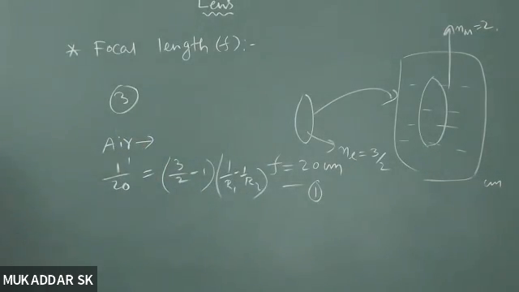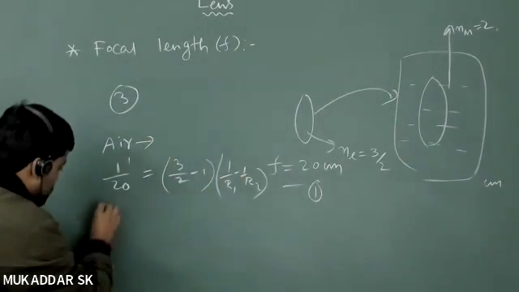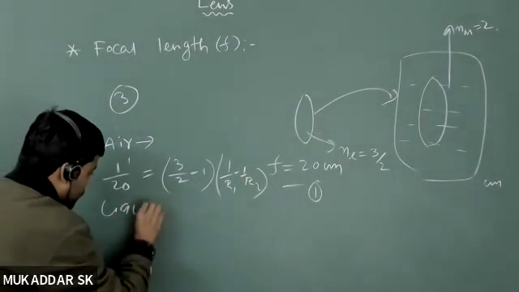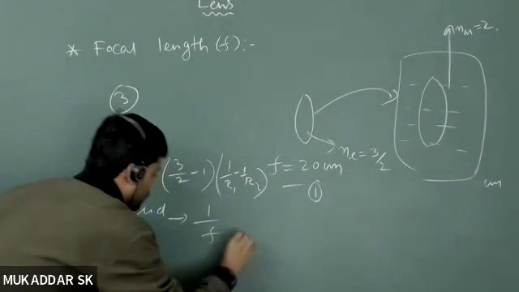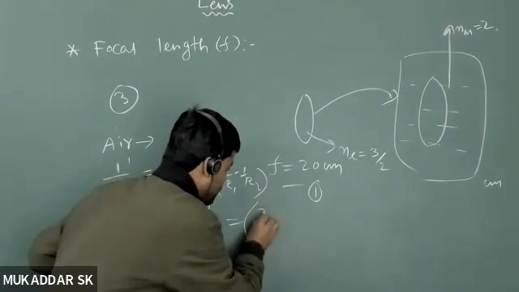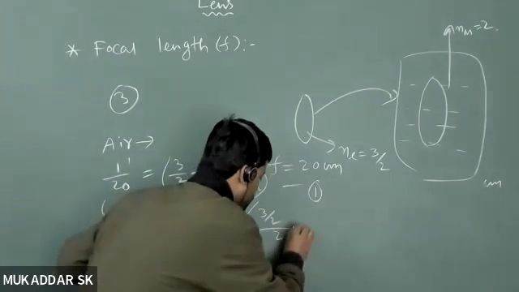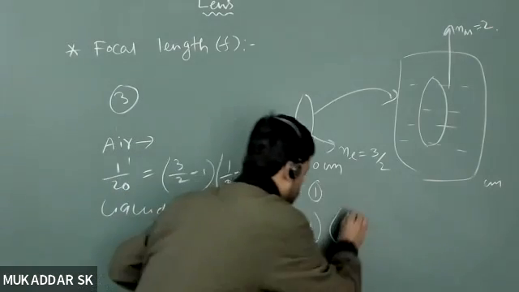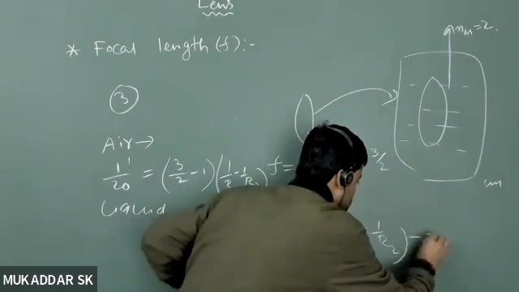Is this clear? Now when this lens is kept in a liquid, second case, I don't know the focal length, that I will calculate. So I will write 1 by f. That should be equal to how much? Refractive index of lens will be 3 by 2, and the medium is now 2. Very good. Minus 1. Then you have 1 by R1 minus 1 by R2. Let us assume this is equation number 2.